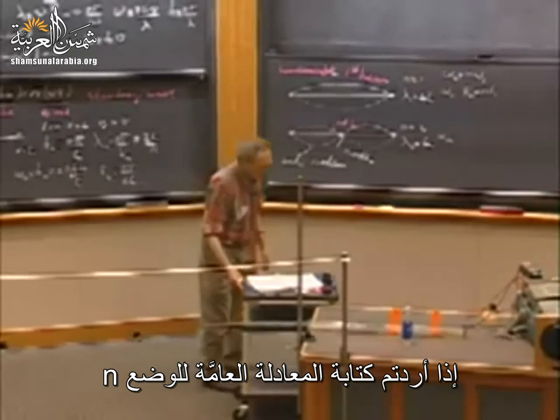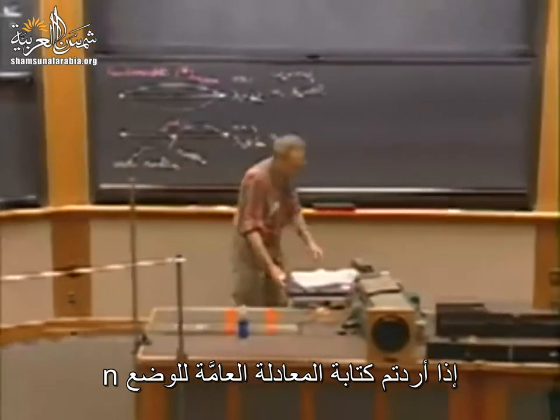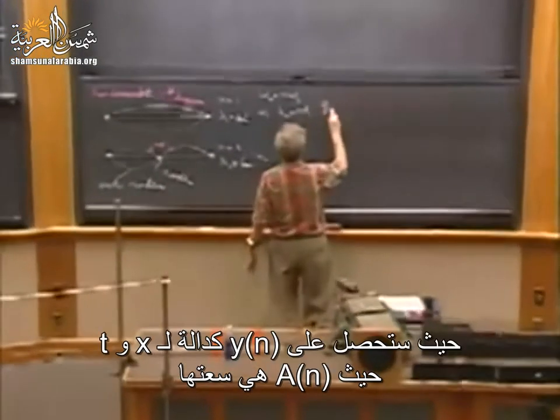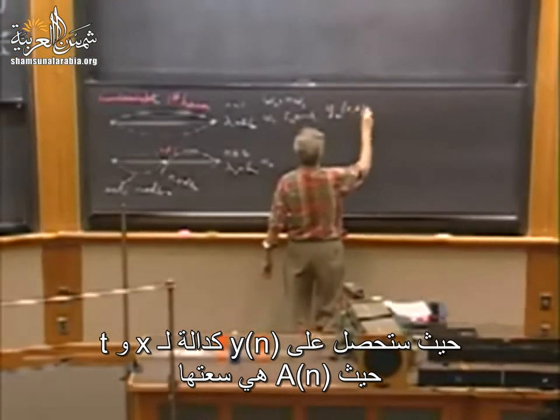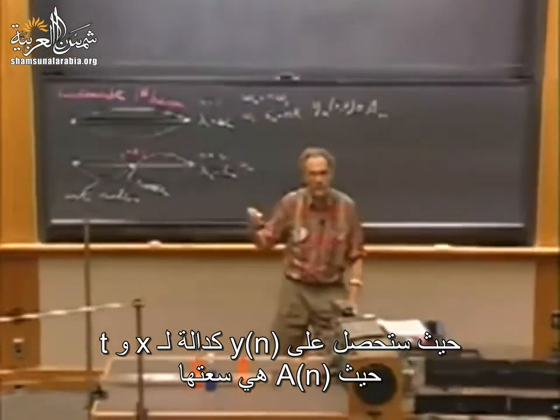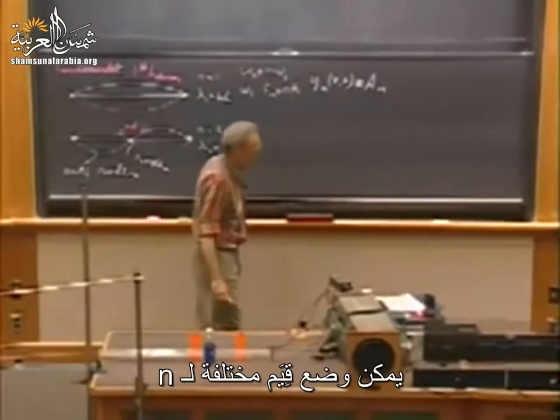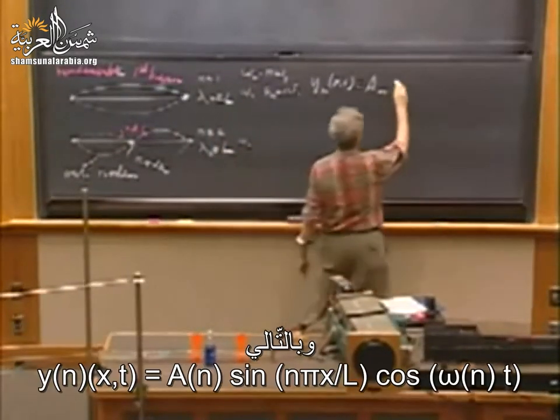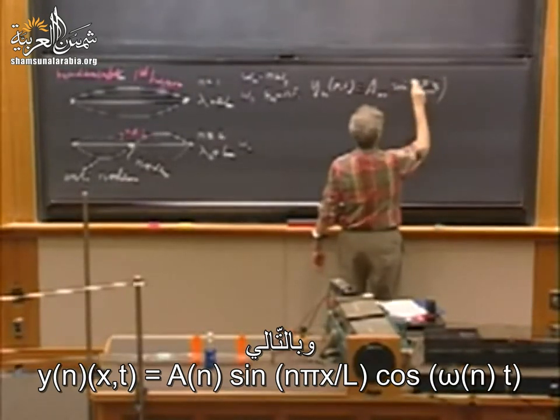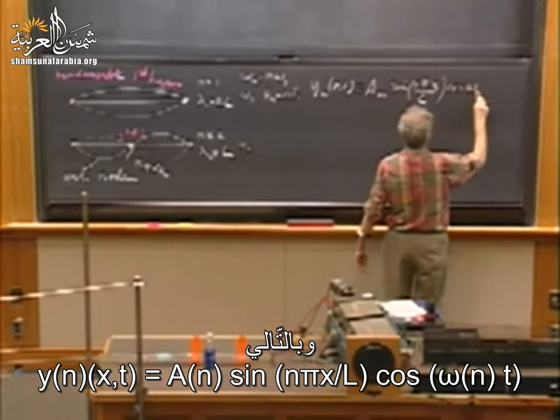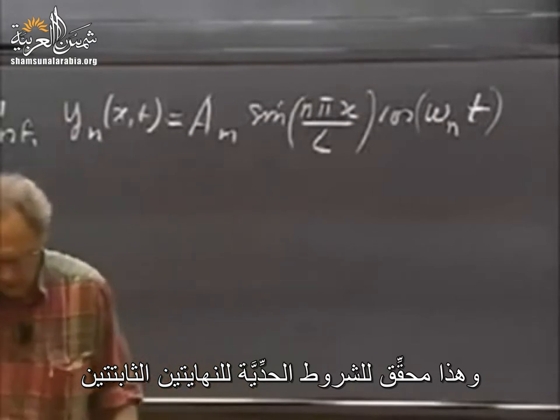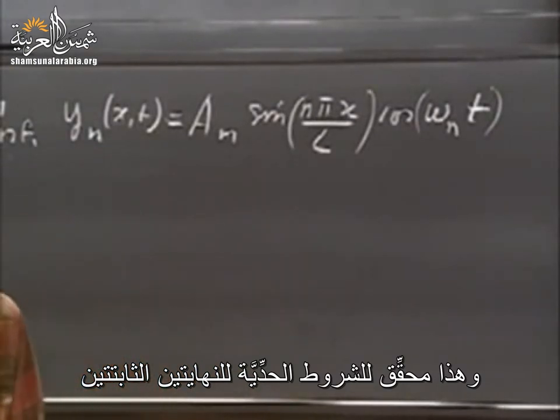So if you want to write down now the situation for your nth mode in its most general form, then you would get y as a function of x and t in the nth mode would have its own amplitude, a of n, whatever that is. You can pick that for different values of n. And then you have here the sine of n pi times x divided by L. And here you have the cosine of omega n t. That then meets the boundary conditions for two fixed ends.